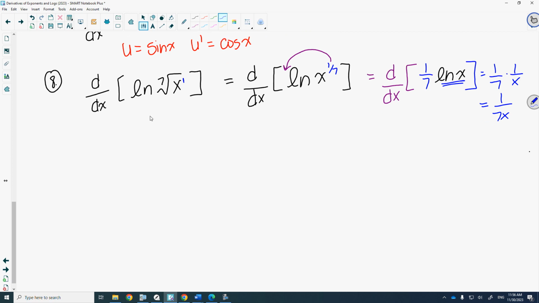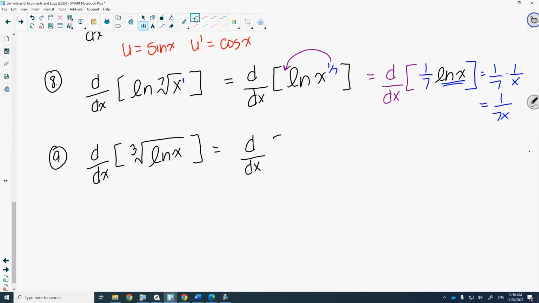Okay, let's look at the last example, which is example number 9. So differentiate with respect to x the 3rd root of the natural log of x. So let's rewrite this, and we're looking for the derivative of the natural log of x to the 1/3. Okay, we need to be careful with this question. The difference between 8 and 9 is the argument was raised to the power of 1/7, where this question, the natural log is raised to the power of 1/3. So what we'd actually be doing is this would be a chain rule question, okay?